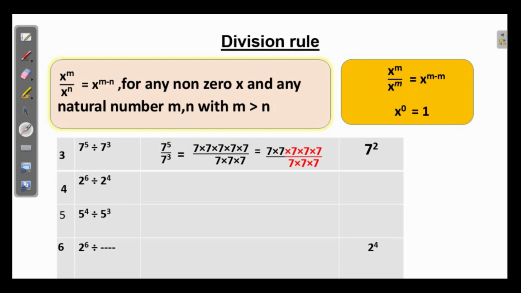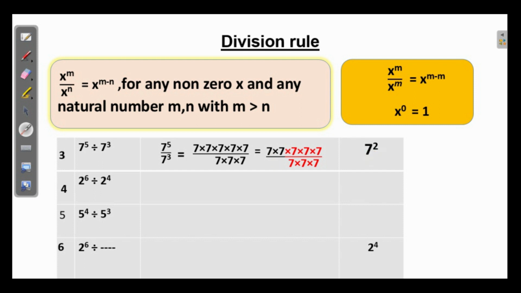7 raised to 5 is 7 multiplied by 7, 5 times, divided by 7 multiplied by 7, 3 times. That is 3 times 7. We can strike off these 3 sevens from the numerator and the denominator, and there remains 7 into 7, which is equal to 7 square.